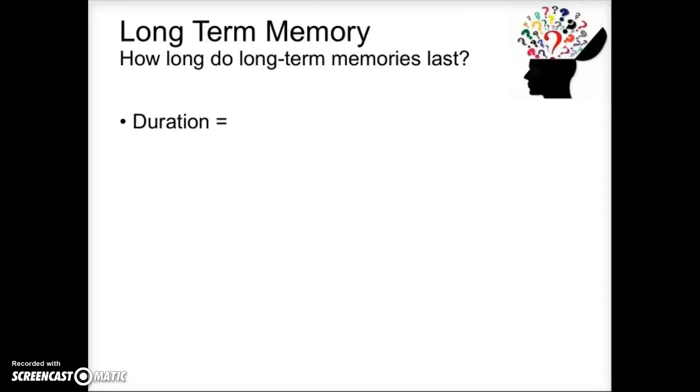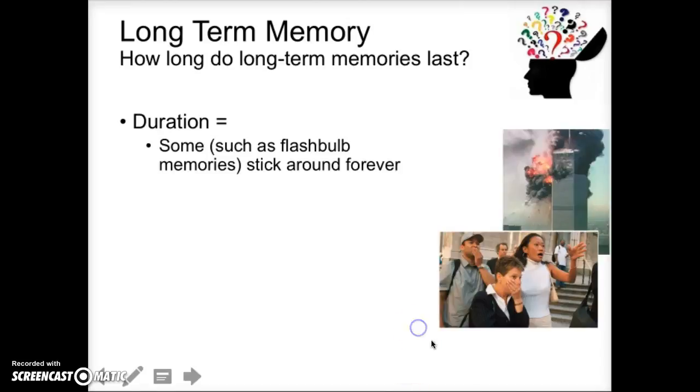So one of the last things we need to talk about with long-term memory is how long do long-term memories last? Well, theoretically, if you have encoded it well, it lasts forever. And in fact, some memories do. For example, flashbulb memories tend to be memories that stick around forever. These tend to be memories of really extreme experiences in our lives. So traumatic events, for example, tend to get stuck in our memory and they're around forever.